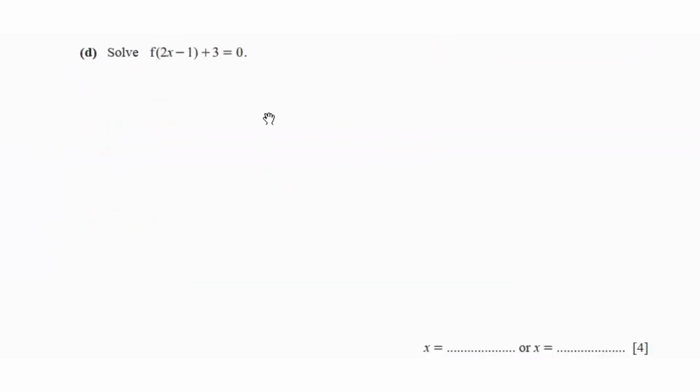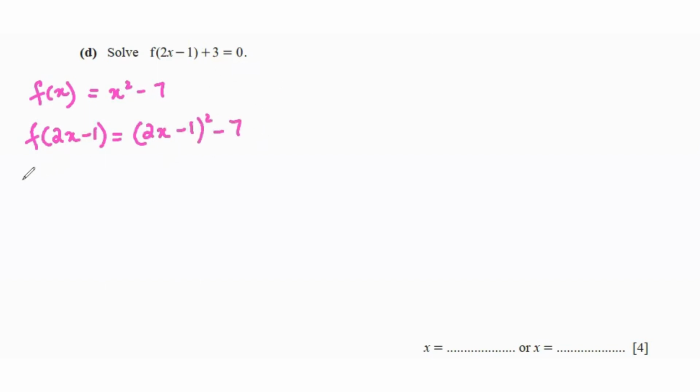Then solve f of 2x minus 1 plus 3. F of x was given as x squared minus 7. So f of 2x minus 1 would be 2x minus 1 whole square minus 7. So this plus 3 equals to 0. So 2x minus 1 whole square minus 7 plus 3 equals to 0.